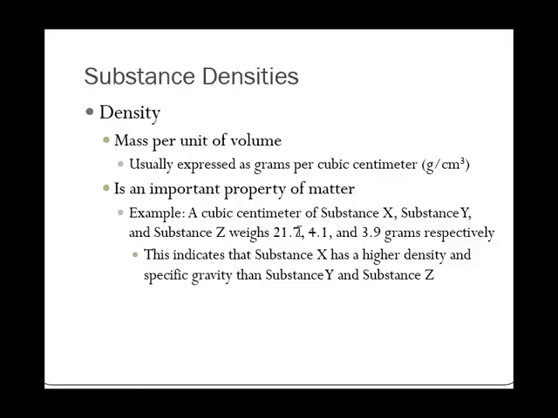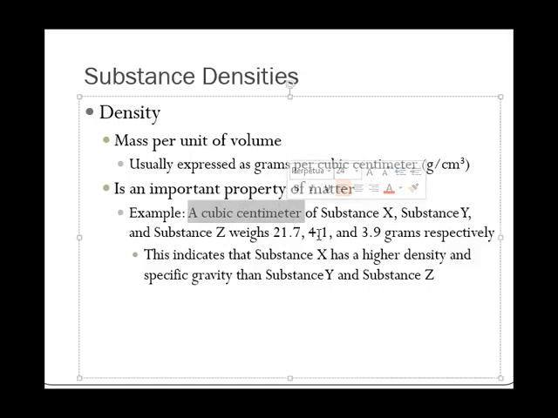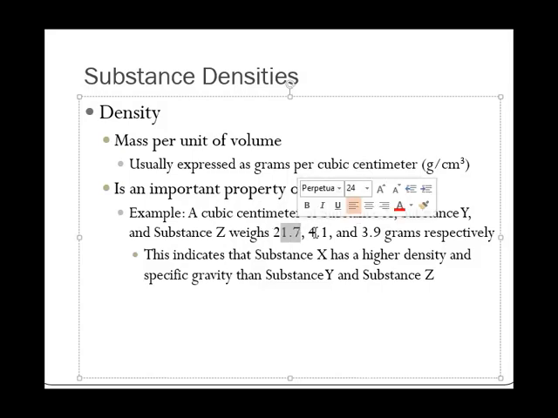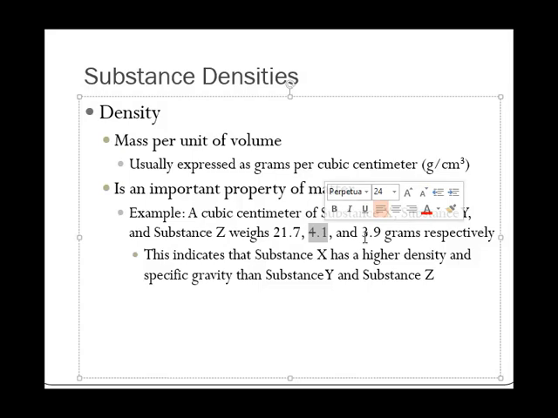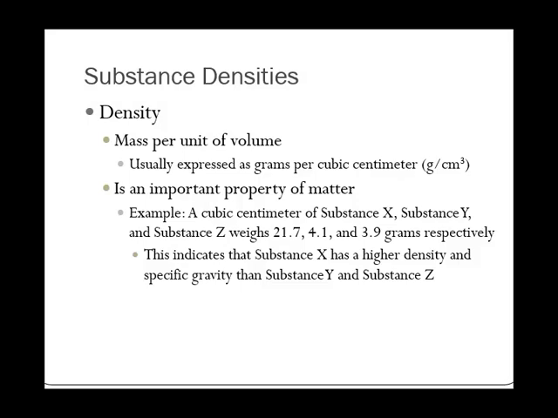So, for example, if you have 1 cubic centimeter, which means the same amount of volume, and substance X weighs 21.7, and Y weighs 4.1, and Z weighs 3.9, that means substance X has a much higher density because it's the same volume, and it's a much higher weight, much higher mass. So the way you figure out the density is you figure out the volume.